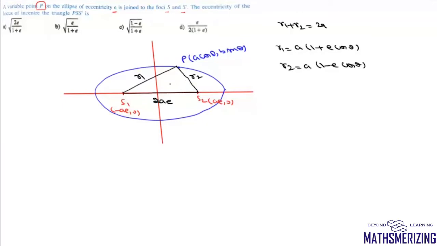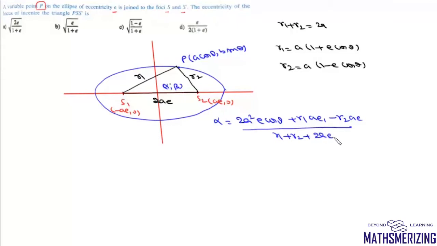Now say the locus of the in-center is alpha comma beta. So we write alpha as 2A square E cos theta plus R1 into AE minus R2 into AE upon R1 plus R2 plus 2AE. So now we'll put the value of R1 minus R2. R1 minus R2 in this case will be 2AE cos theta. So we can write this alpha as 2A square E cos theta plus AE times R1 minus R2, which will be simply 2AE cos theta.